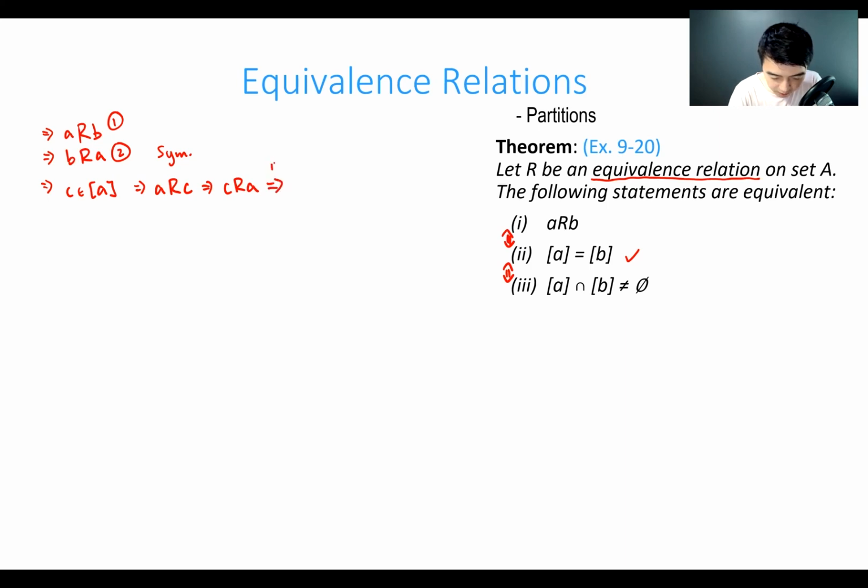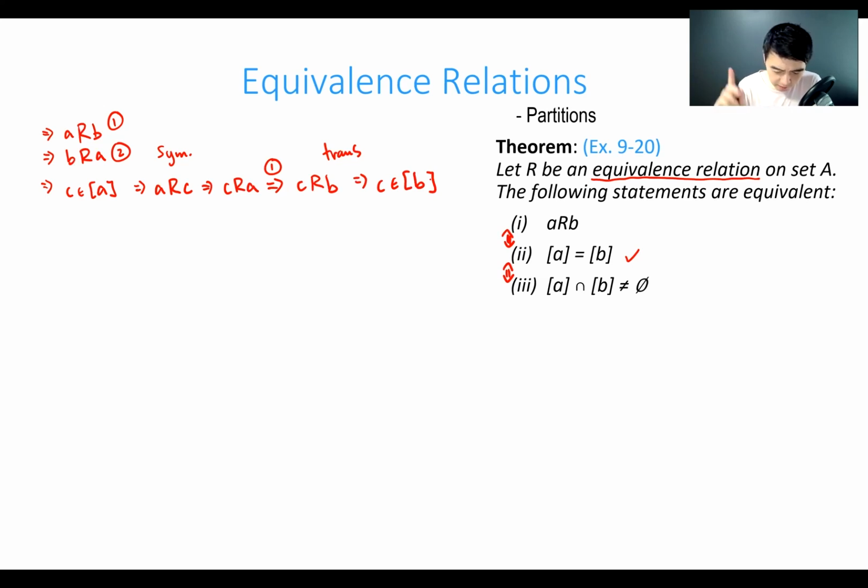So from number one, okay, I'm going in the forward direction. From number one, I can say C is related to B. Now, why is it that I can say that? So C is related to A is related to B, C is related to B. It's because it's transitive. Okay, and from this, we can now say that C is in the equivalence class of B.